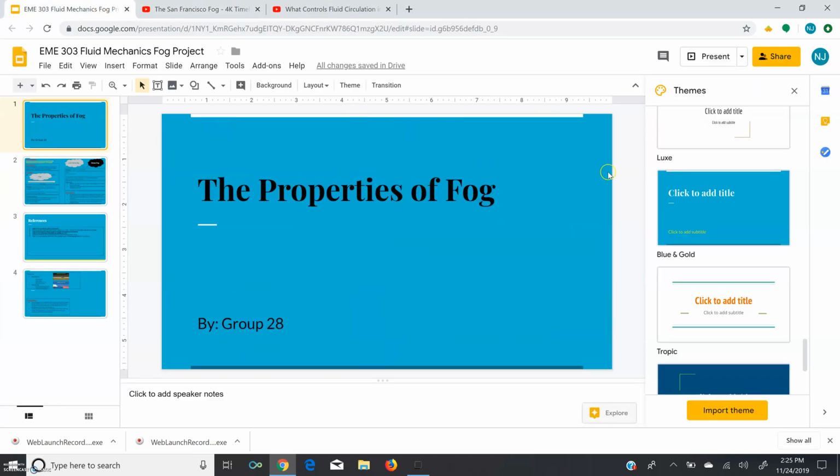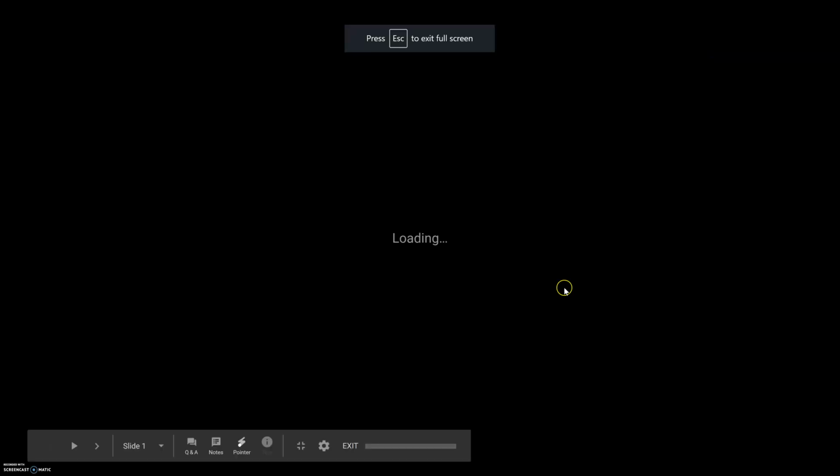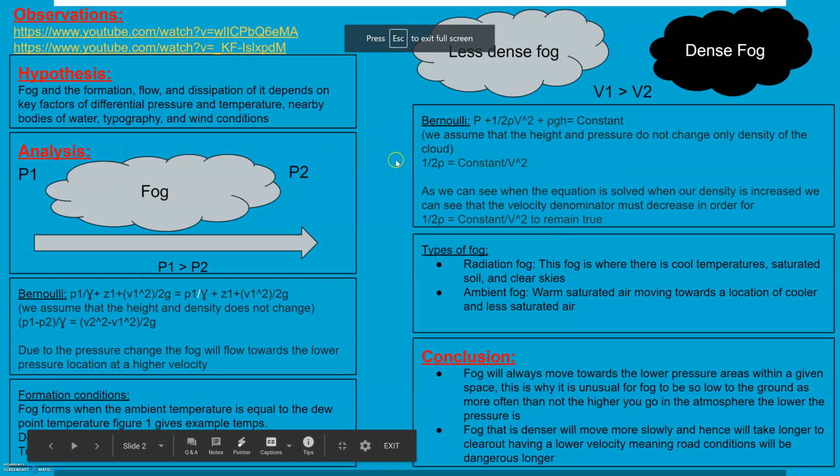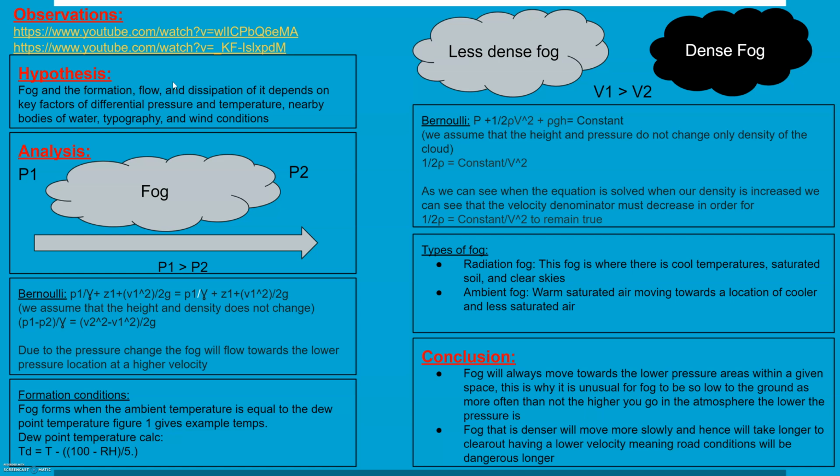So going in here, we can start the presentation. Our hypothesis is that the formation, flow, and dissipation of fog has key factors such as differential pressure and temperature of the nearby area, nearby bodies of water, the topography, and the wind conditions of the area.